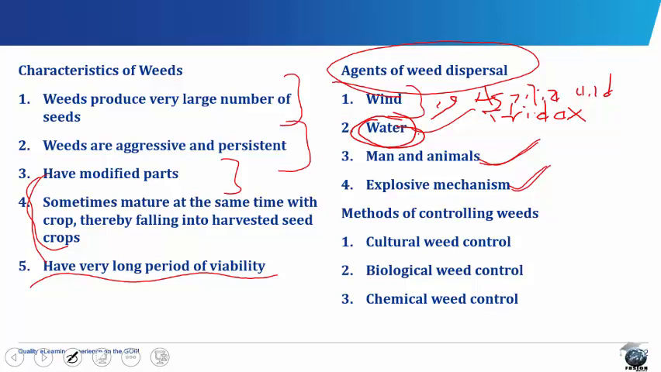Some weed seeds can stick to the clothes of man or adhere to the skins of animals when man and animals move about in the bush. Later, these weed seeds are brushed off and they fall on the ground and germinate. Examples include the Triumfetta and the Desmodium.